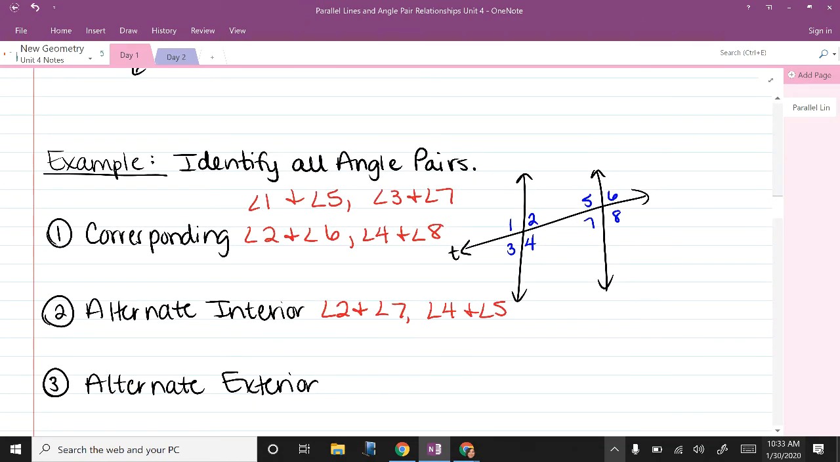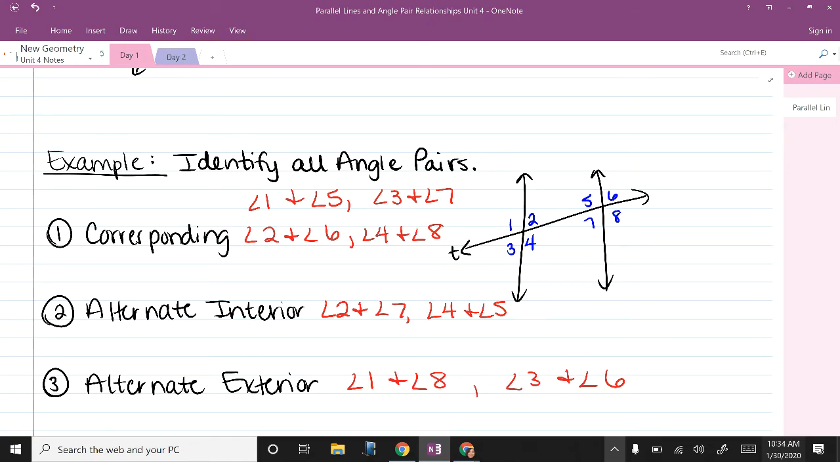All right, alternate exterior. What does exterior mean? Outside. So I'm not looking at the inside angles. I'm looking at 1, 3, 6, and 8. And alternate means an alternating position. So which one is alternating exterior with angle 1? Angle 8. So angle 1 pairs with angle 8. And what pairs with angle 3? Angle 3 and angle 6. So okay with alternate exterior? Is that okay with everybody? Outside angles and their alternating positions.